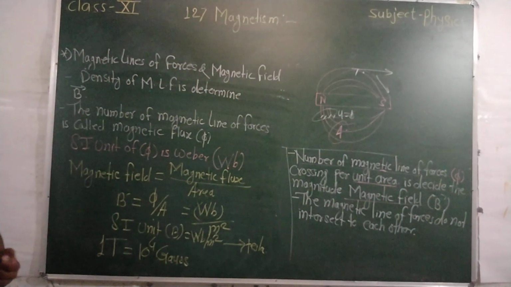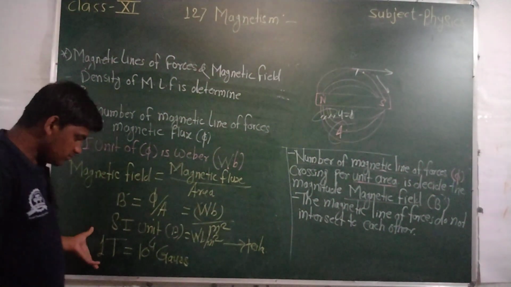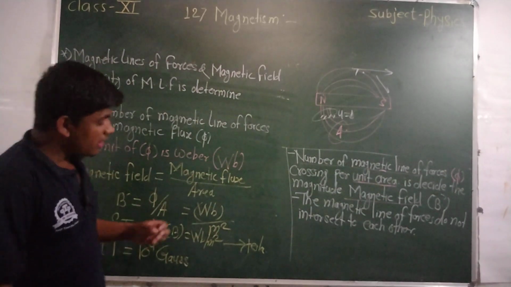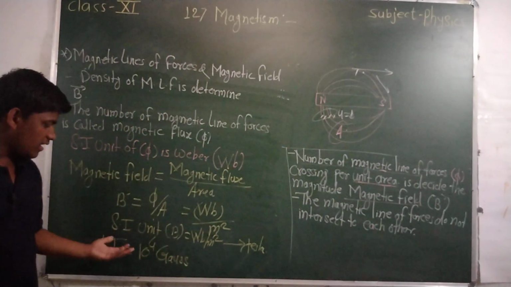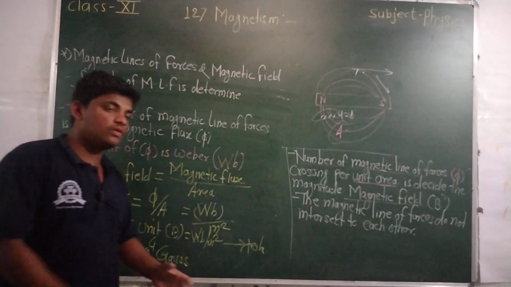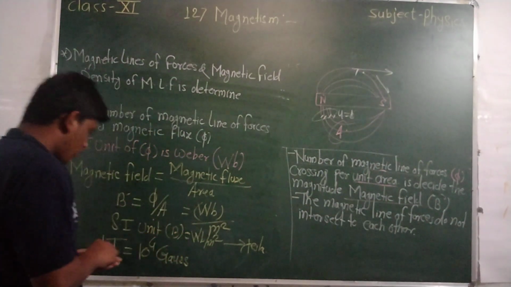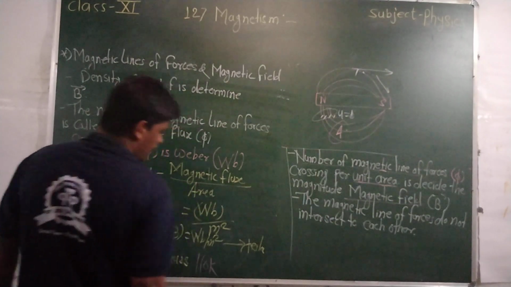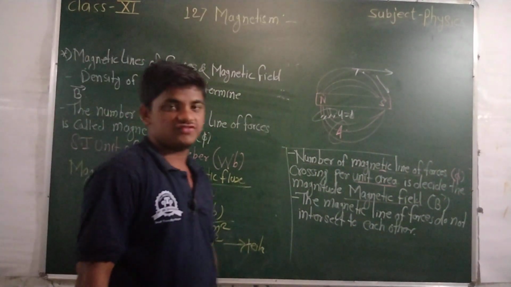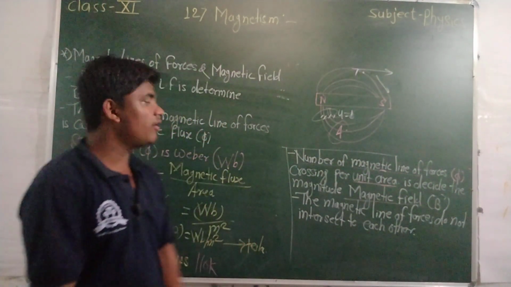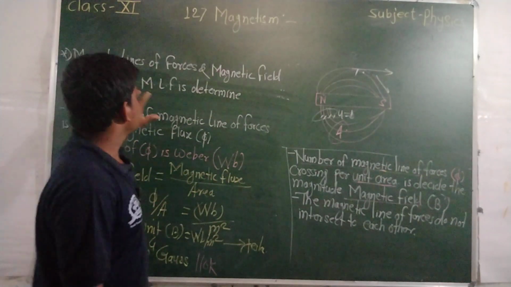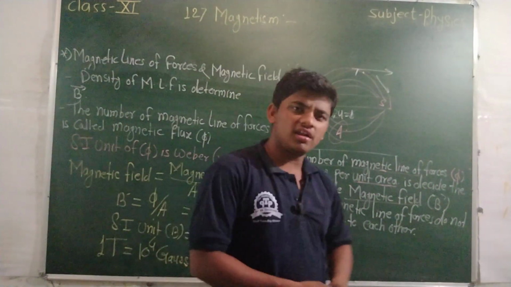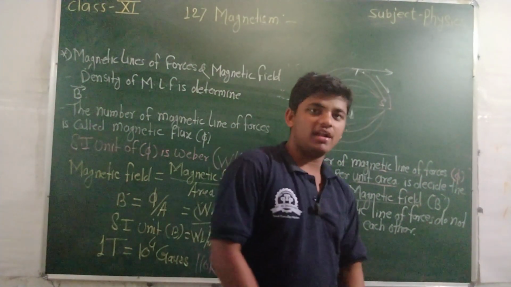Tesla is one of the SI units of the magnetic field. 1 Tesla is equal to 10 raised to 4 Gauss, or 1 Tesla is equal to 10,000 Gauss. This is all about the properties of magnetic lines of force and magnetic field.